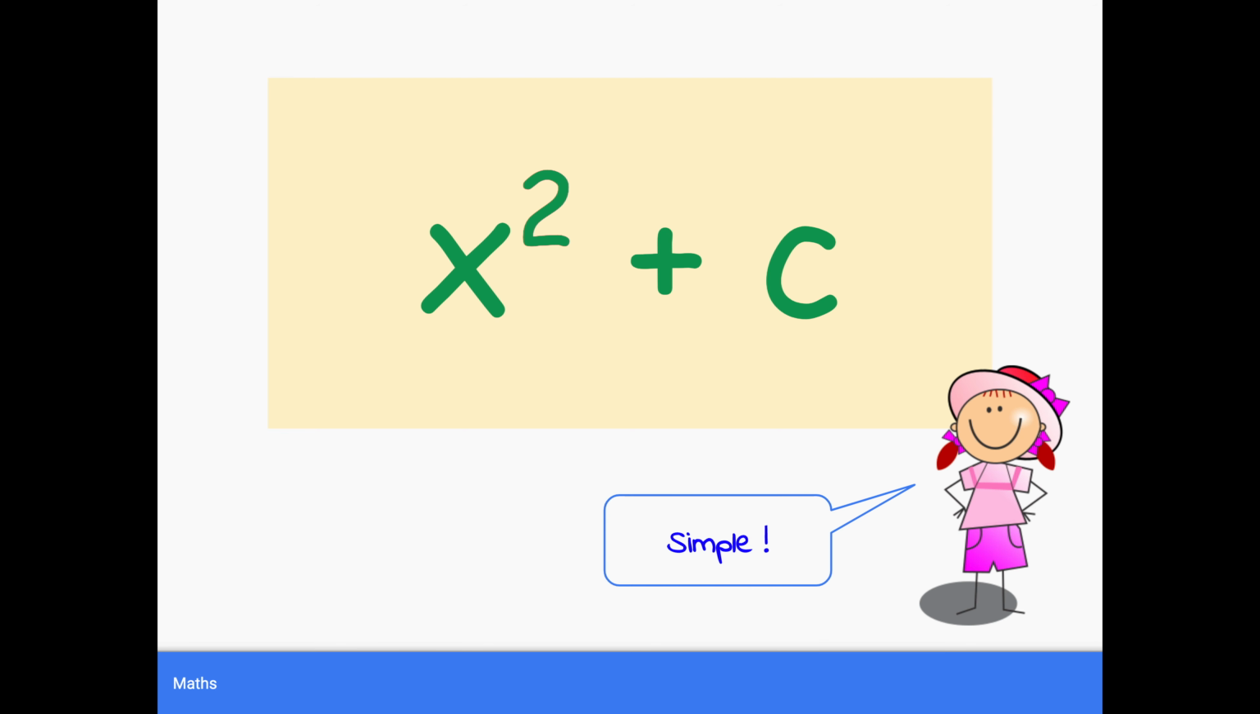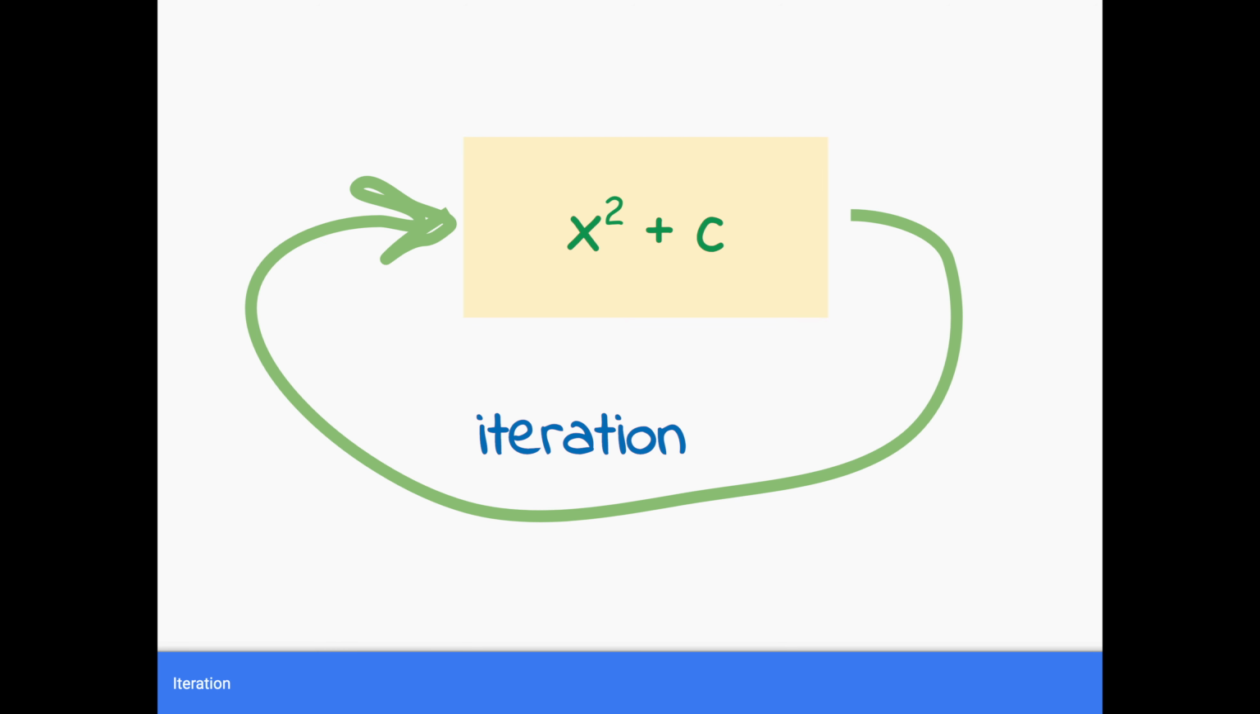So we'll kind of see how that works. The first concept we need to understand, and it's an easy concept, is the idea of taking that expression, that formula, x squared plus c, and putting what it produces back into itself. So if we think of this x squared plus c as a machine, we put something into the machine and something comes out.